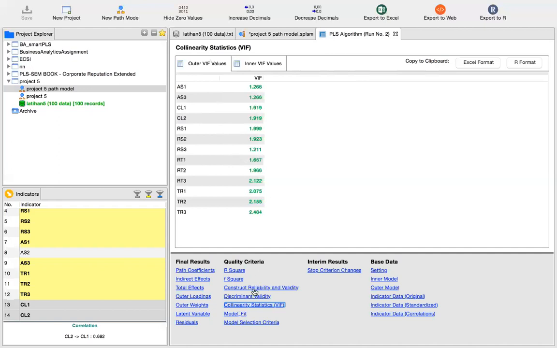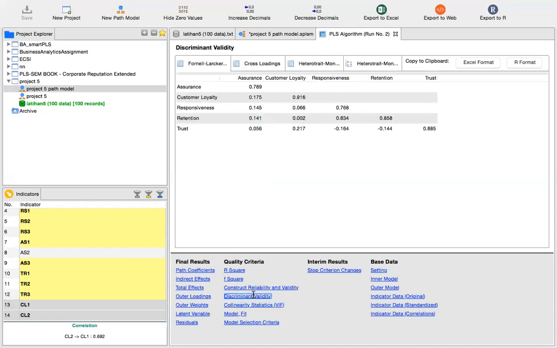Next, we're going to check the discriminant validity. So all the values must be lower than 0.90 or 0.85. So all the values are below 0.90.